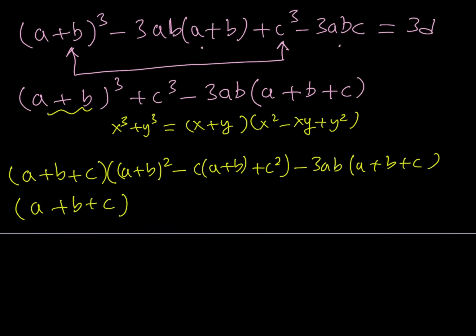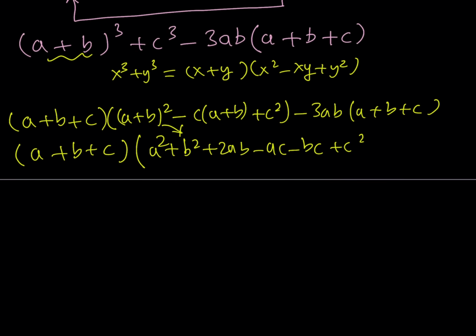Now when we do, we're getting (A plus B) squared. Let's go ahead and expand it: A squared plus B squared plus 2AB from here, and then minus AC minus BC plus C squared. And then from that, I just need to subtract 3AB. And that's going to be the whole thing, basically, right?